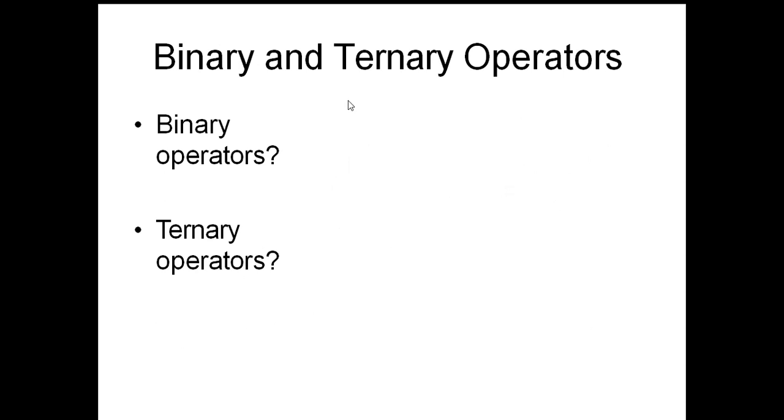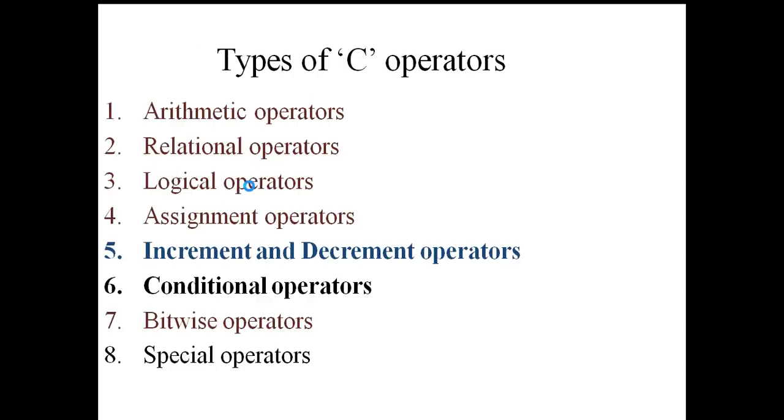And we have binary and ternary operators. Let's see what the binary operators and ternary operators are in the next slide. Types of C operators: arithmetic operators, relational operators, logical operators, assignment operators. We have increment and decrement operators, and also conditional operators, bitwise operators, and special operators. Let's discuss first the binary operators and ternary operators.